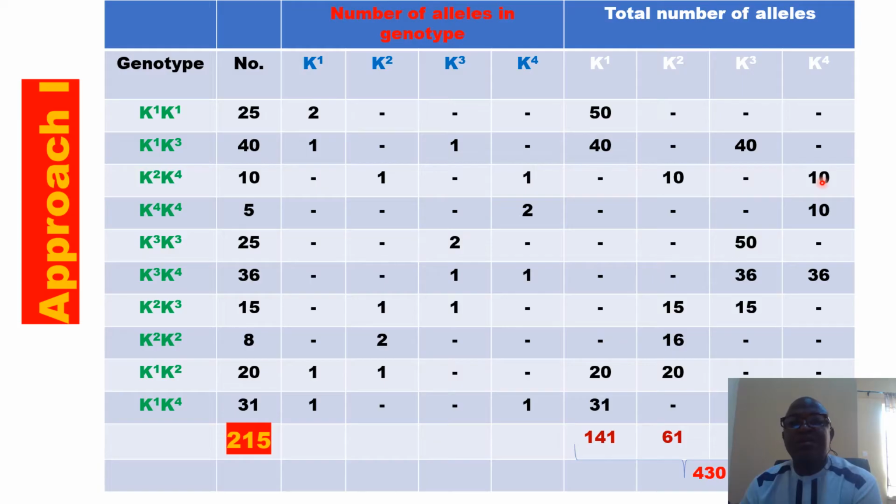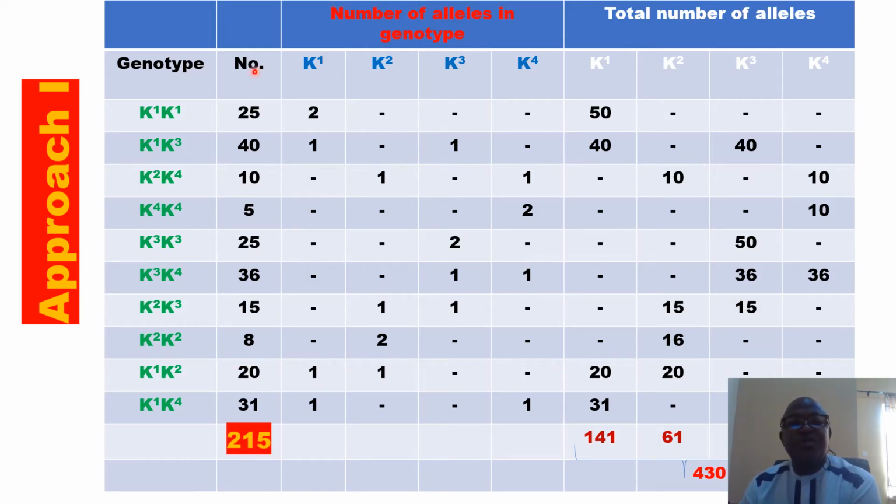we have K2, K4. Same here is K4, K4. So the number of alleles is 2. 2 times 5 will give us 10. K3, K3: 2 alleles times 25 gives us 50. K3, K4: so we have K3, K4, 1 allele each. We multiply that by 1, we get 36, 36. The same thing is obtainable all the way here.